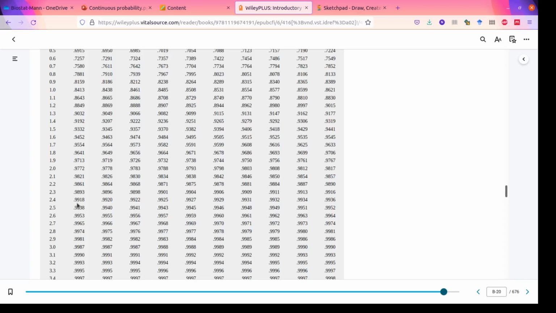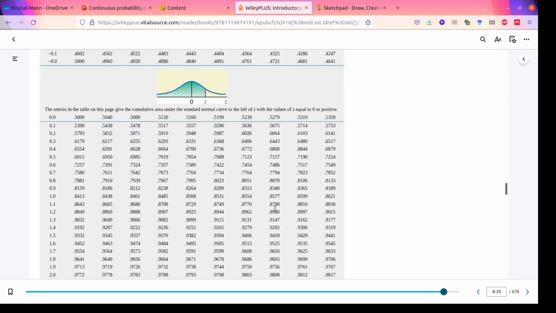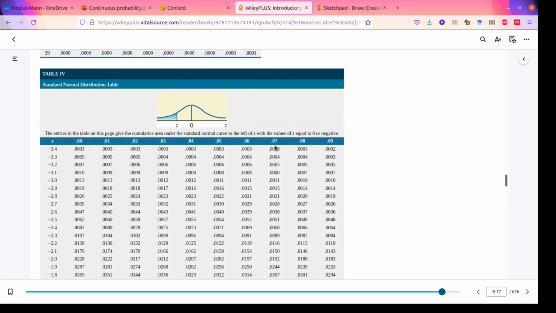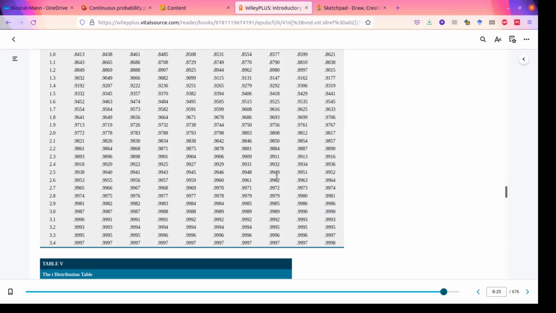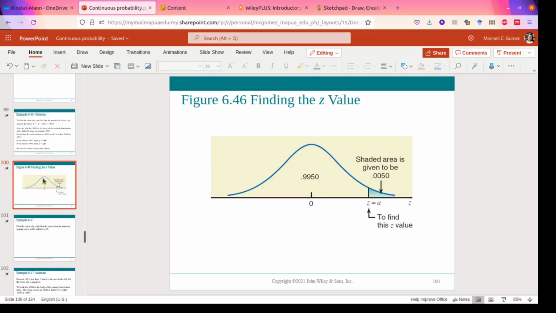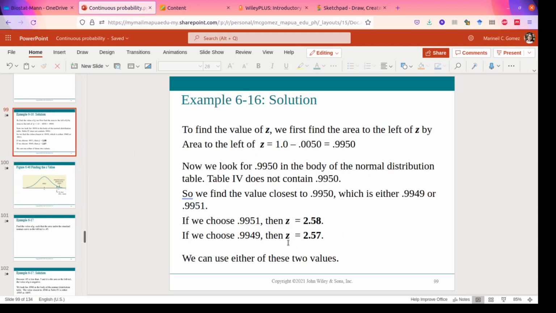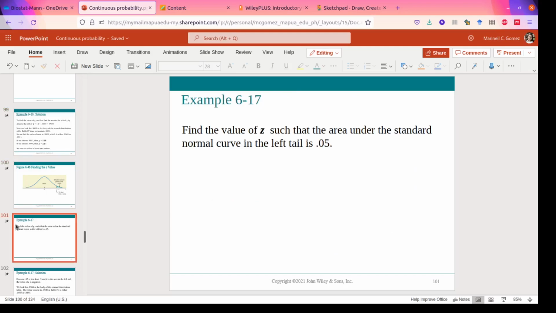So it's between 2.57 and 2.58. The value 0.9950 is exactly between 9949 and 9951, around 2.57 and 2.58. So again, instead of getting the average, just find the one that is closest, and then it's either this one or this value. So either is correct for this value.